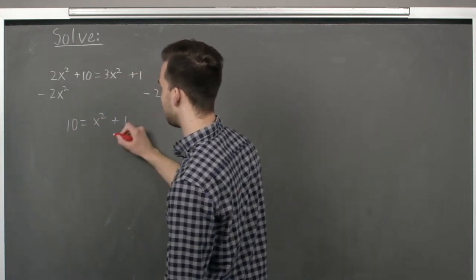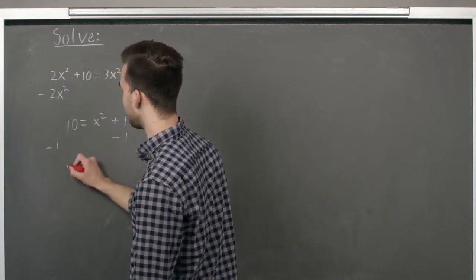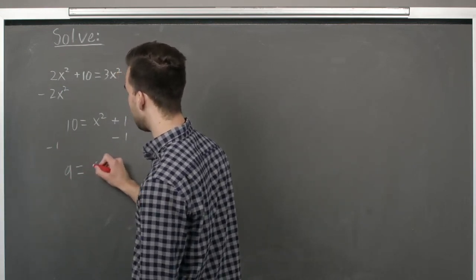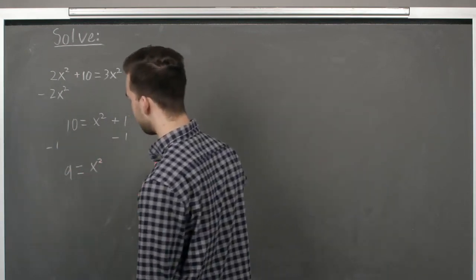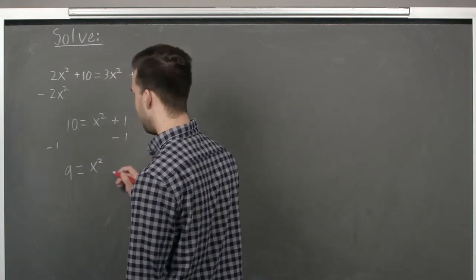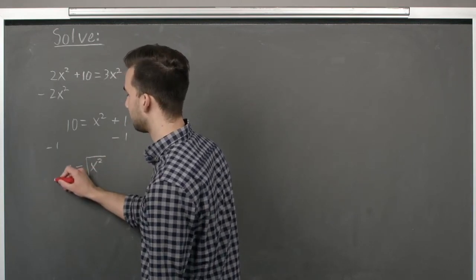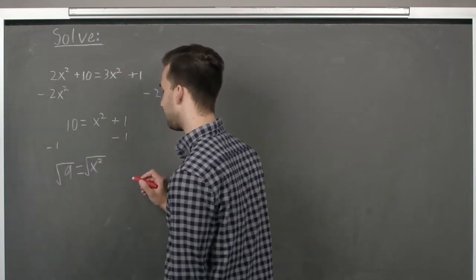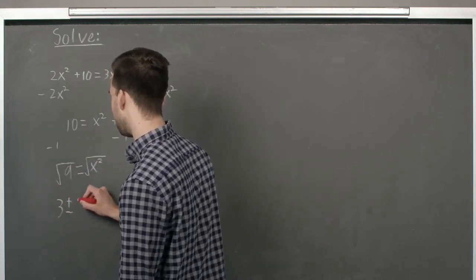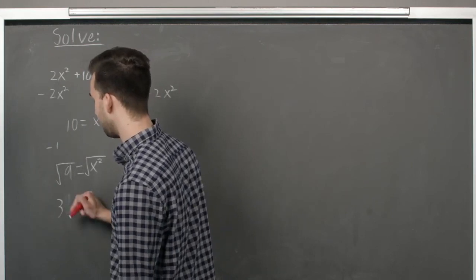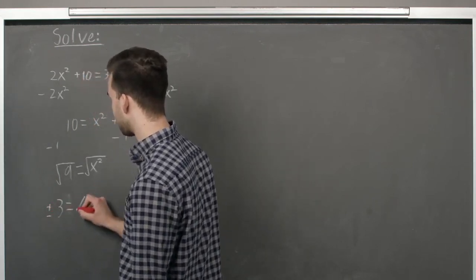So now I'm just going to subtract 1 from both sides. So we're left with 9 is equal to x squared. To solve for this now, all we need to do is take the square root of both sides. So I'm just going to take the square root of x squared, which will give me x, and the square root of 9. And so now we're left with plus or minus 3 is equal to x.